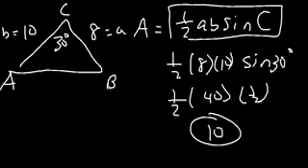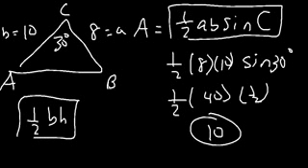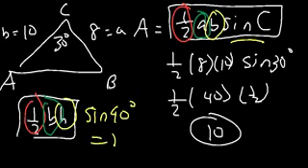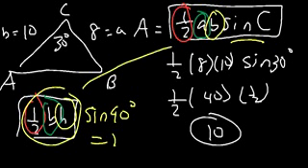Notice that this equation looks very similar to 1/2 base times height. This part is the same. A is like the base. B is like the height. The only thing that's missing is sine. For a right triangle, it's really sine of 90, and sine 90 is 1. So this equation, 1/2 base times height, really comes from that equation. It's just that if you don't have a right triangle, you need the sine of C to figure it out.